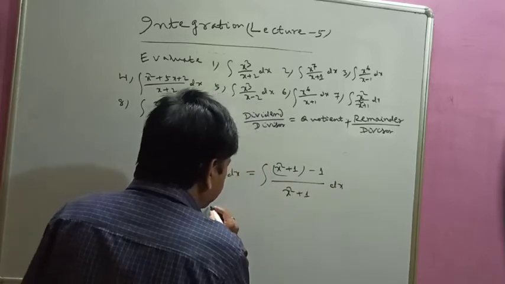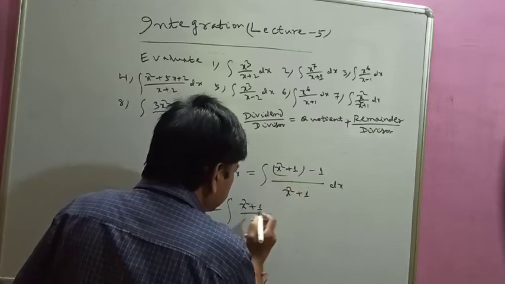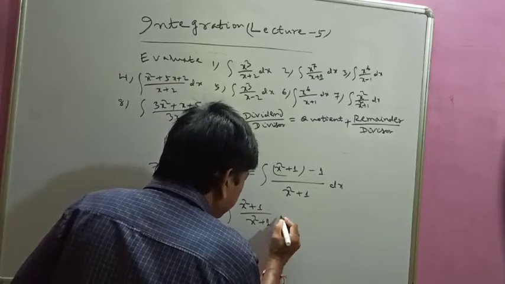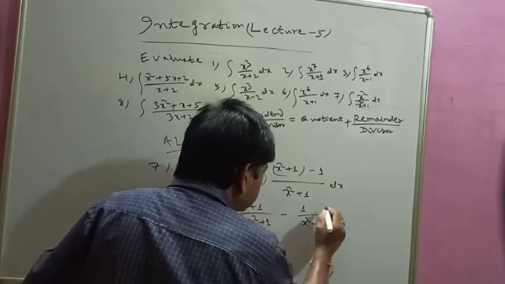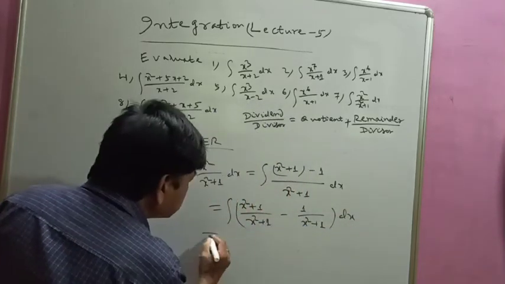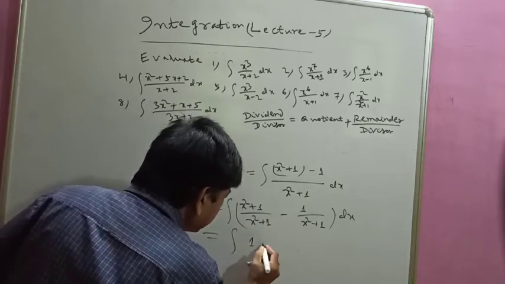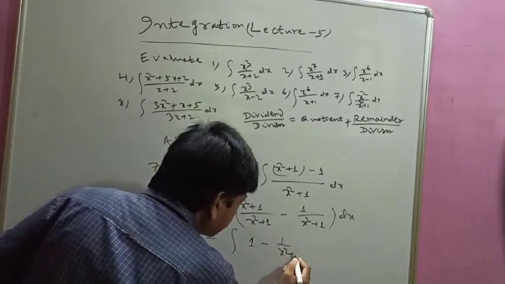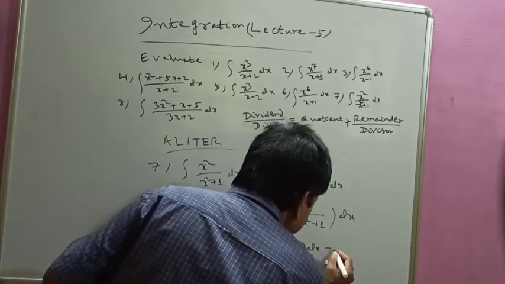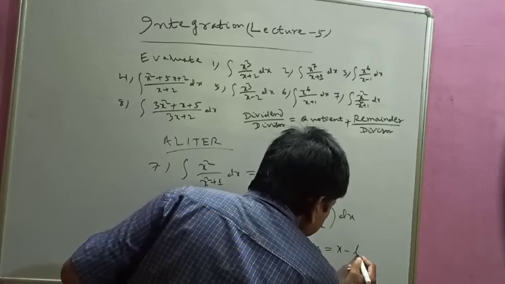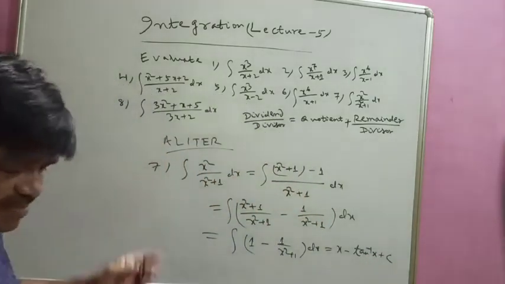Then after that you split it, that is, you break it. You can break it like this: x square plus 1 by x square plus 1 minus 1 by x square plus 1. Now this gets cancelled, so it is 1 minus 1 by x square plus 1. Clear? Now integration of 1 dx is x and integration of 1 by x square plus 1 is tan inverse x plus c. So this is the same answer you get.